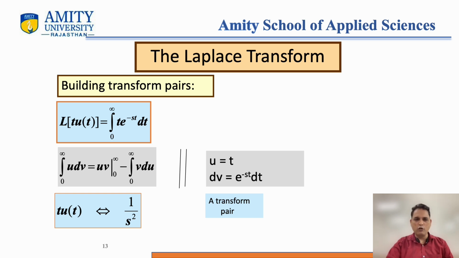As you are familiar with the formula for u into v, by using the integral from 0 to infinity of uv, we get certain values. I consider u equal to t and dv equal to e to the power minus st dt. Now, using the u into v approach, we solve the integration and find the Laplace transformation of t, which is 1 by s square.